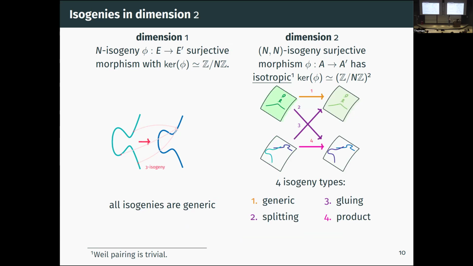So we have the generic ones that just go between the Jacobians. And then we also have something called a splitting map, which means that we go from a Jacobian to a product of elliptic curves, or somehow the dual one, that we go from a product to a Jacobian, which is called gluing. And then we also have diagonal maps or product maps.